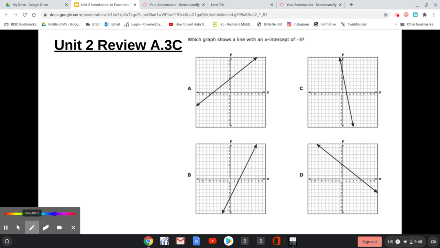Which graph shows a line with an x-intercept of -5? Well, we can see this one crosses at 1, so that's not it. This one crosses at 5, that's not it. This one crosses at 2.5, that's not it. This one crosses at -5. Your answer is A.